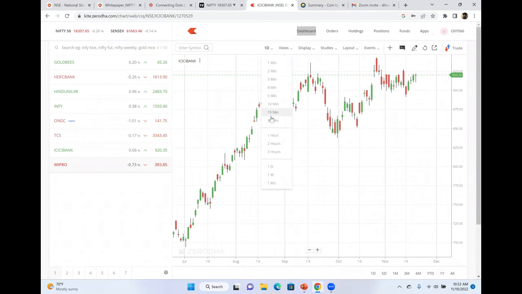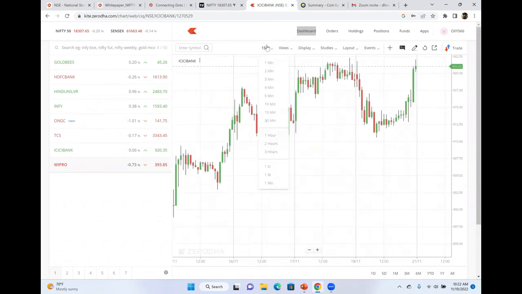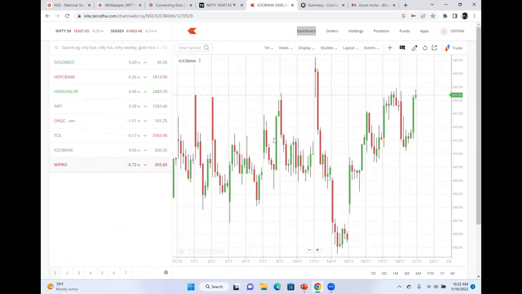So if that is clear, I talked about these time frames. You can look at the chart in 15-minute time frame. You can look at the chart in 1 hour time frame. If you look at ICICI Bank in 1 hour time frame, it pretty much looks like range bound action, except some period when it violently went up and down, right? So this is where you select the time frame.